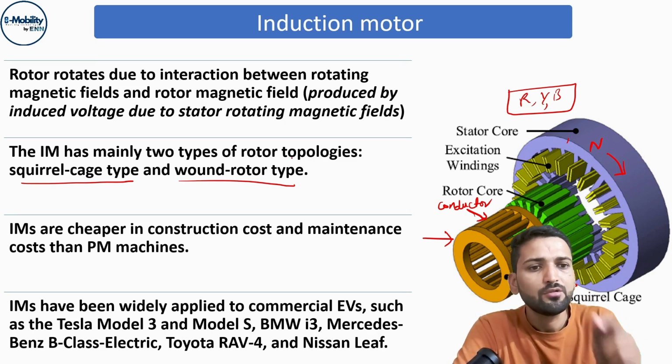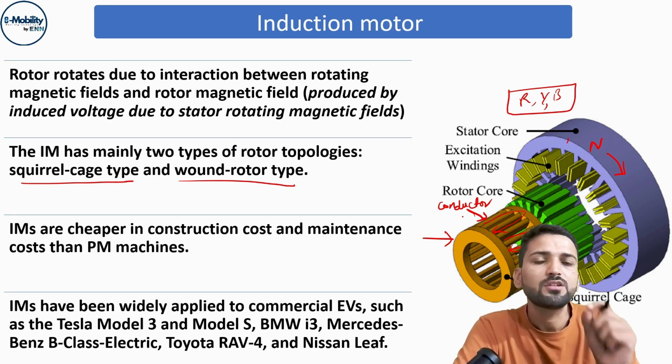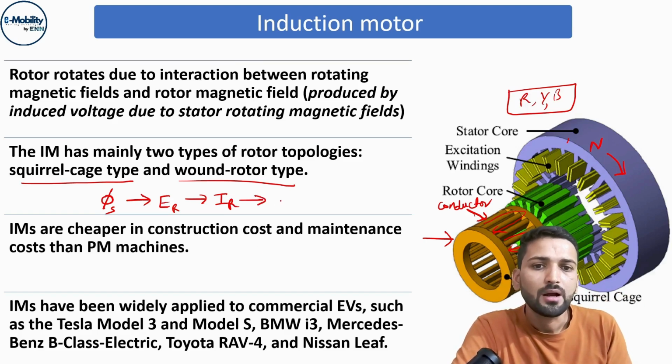This induced EMF causes a circulating current in these, and the rotor itself generates its own MMF or the flux. So the chronology is like this. The flux of stator cuts the rotor and EMF in rotor is generated. This small r is for rotor, and the current in rotor starts to flow. This rotating current again generates the flux in rotor.